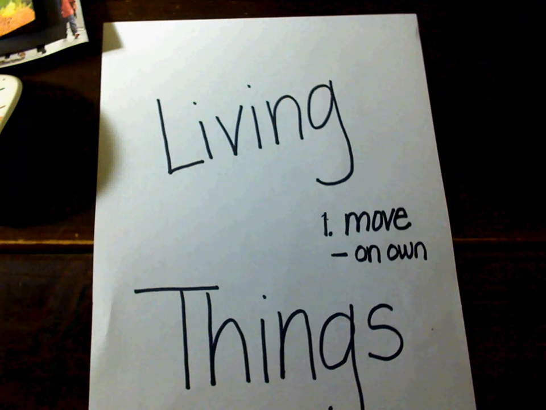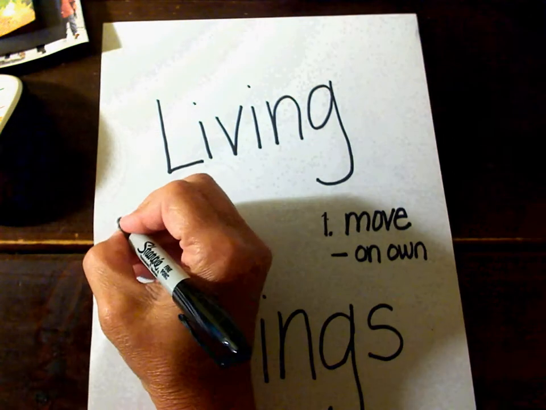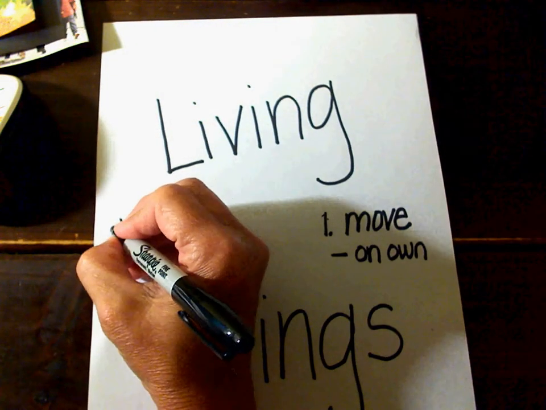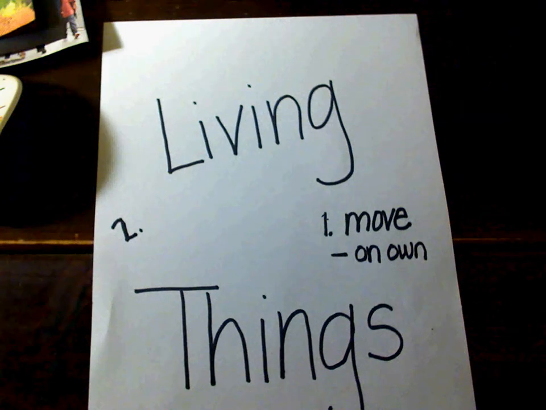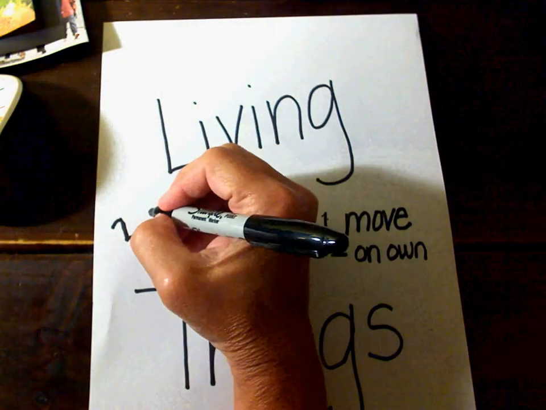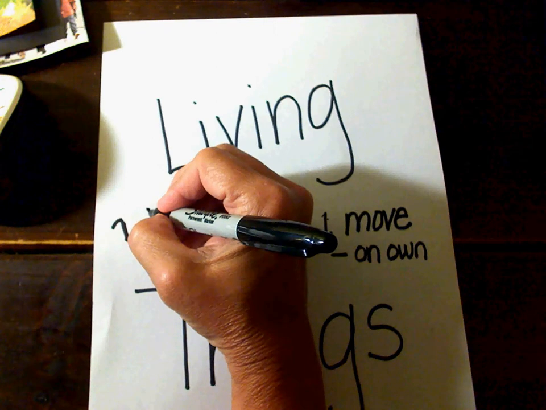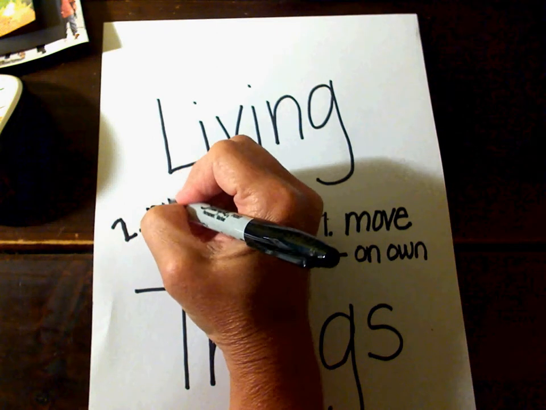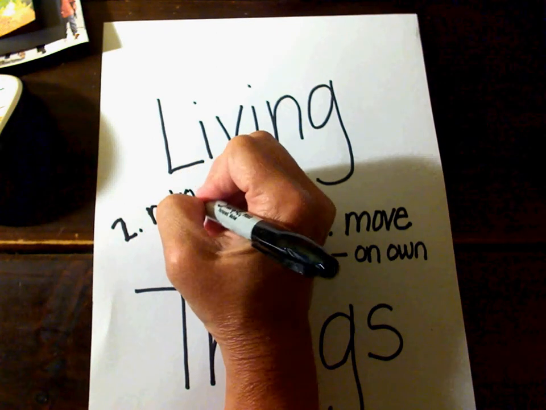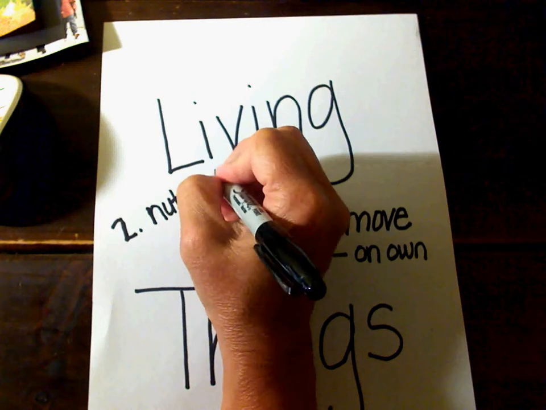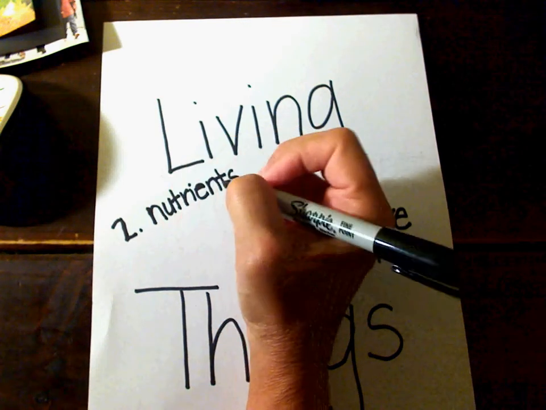What's another way that we can tell a living or non living thing? That's right, boys and girls. If you think about just people in general, people need to eat. They need food and water to live. So, living things need to take in nutrients. They have to have some way of feeding themselves and giving themselves water.